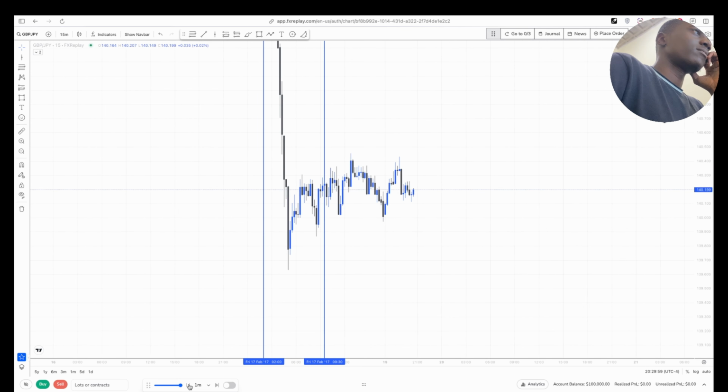This high was taken out, so we've shifted our bias to bearish. And since this is, I think this is an Asian session, yeah, it's Asian session, obviously. So these were the moves that market was making during the Asian session, starting at 8 in the afternoon.